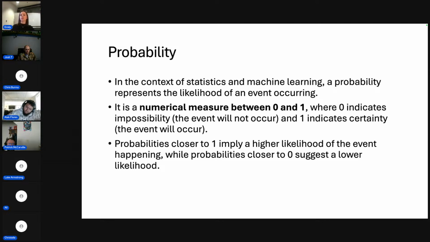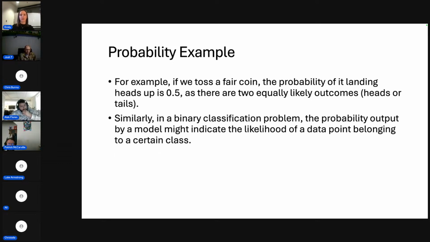So probabilities close to 1 imply a higher likelihood of the event occurring, while probabilities close to 0 suggest a lower likelihood of that event occurring. And this is sometimes interpreted as confidence. What's the confidence that the model has in this outcome happening? These probabilities are sometimes interpreted that way.